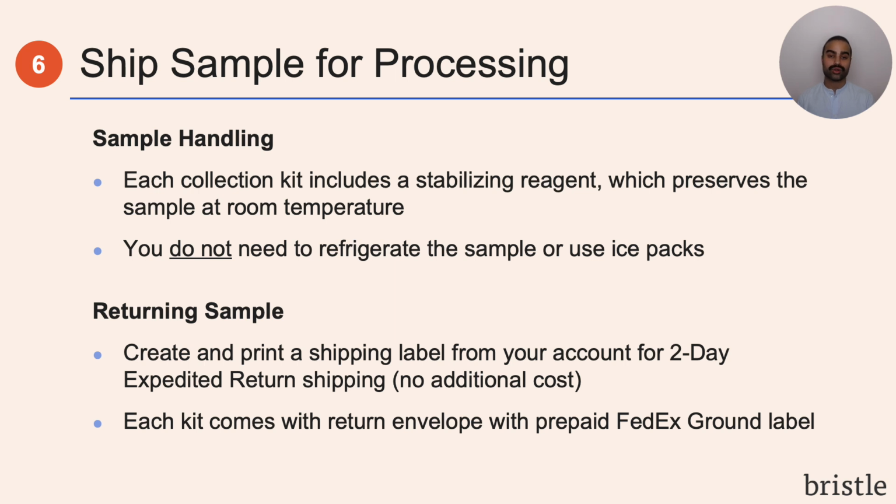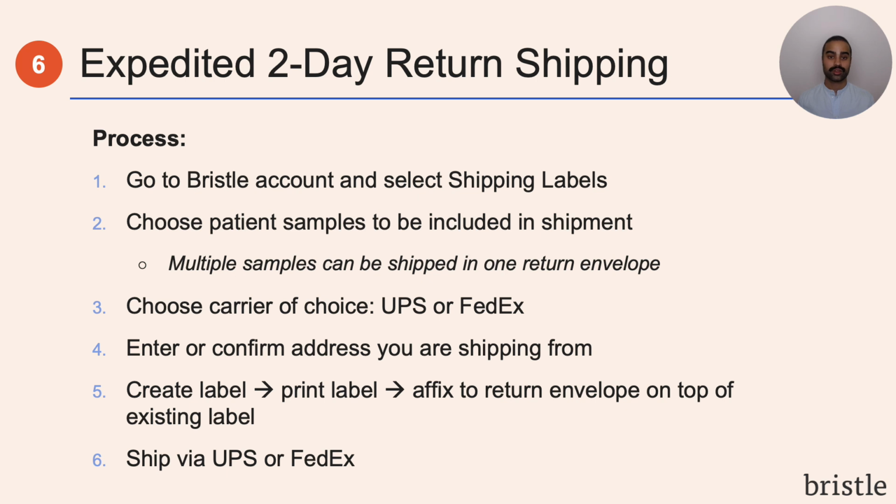Each test kit also comes with a prepaid ground shipping label that you can use to send off via FedEx, but we highly recommend using 2-day return labels from your Bristle account to get faster turnaround time for the test results. There is no additional cost to using the expedited 2-day return shipping, and we found that practices using the 2-day shipping versus the ground labels get test results back on average 3 to 5 days quicker. So again, that is why we highly recommend using the 2-day return.